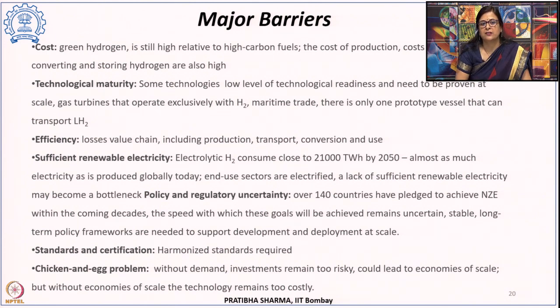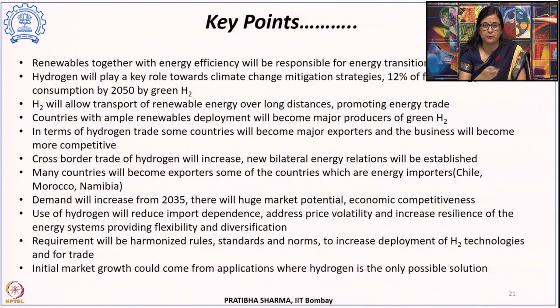At the same time, there is a requirement of harmonized standards and policies, so that standards, regulations and regulatory certainty are in place and international trade could increase. That will speed up the goals of the different scenarios, either the net zero energy scenario or the announced pledges scenario. And finally, the chicken and egg problem: without demand the investment becomes risky, the cost will come down with economies of scale, and without economies of scale the technology remains too costly. So, that remains a chicken and egg problem.